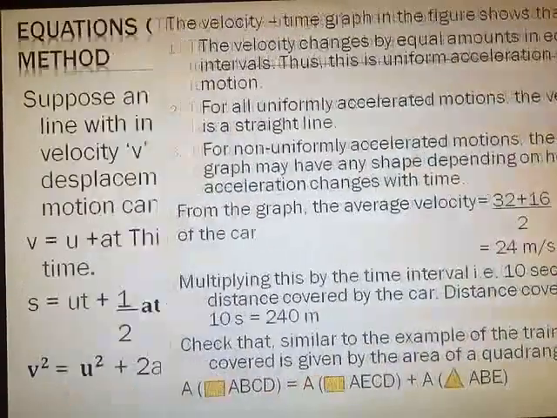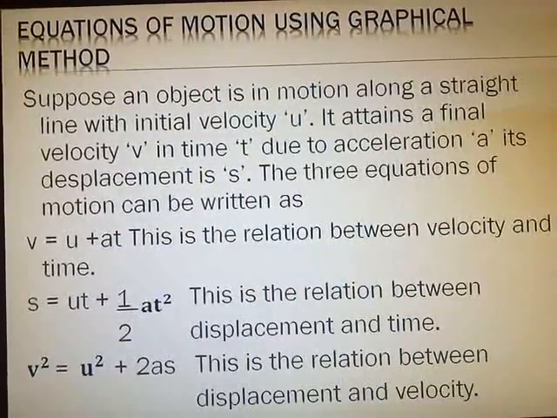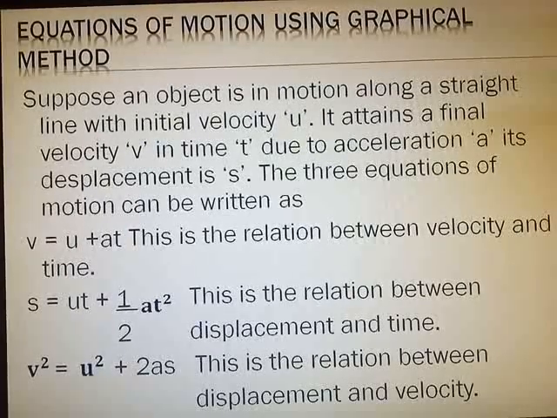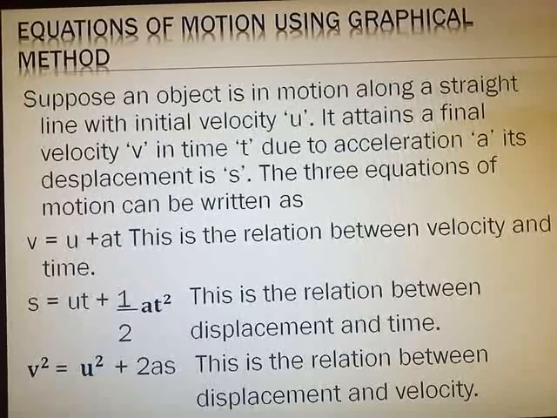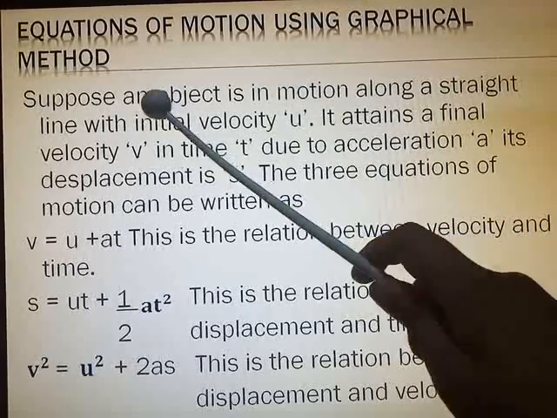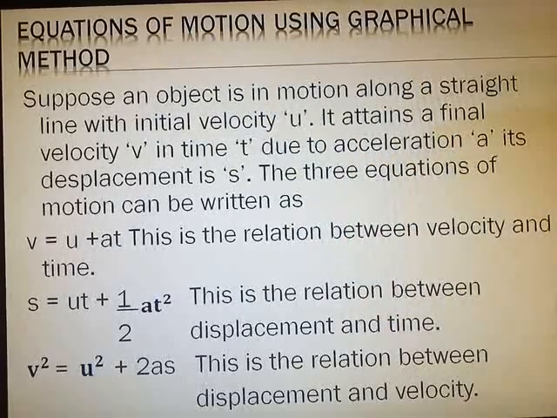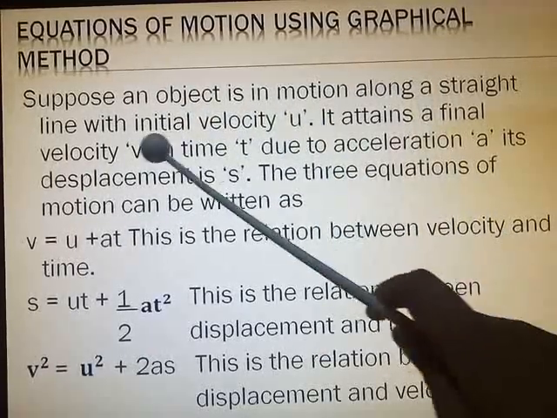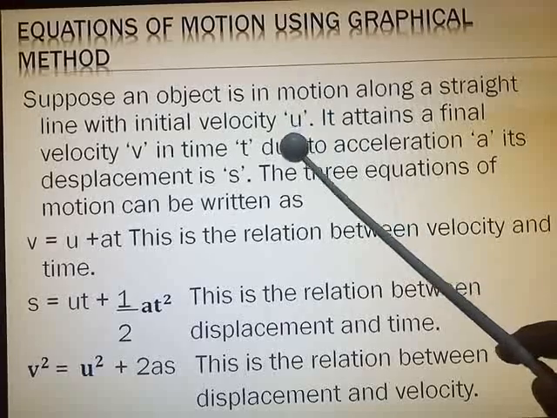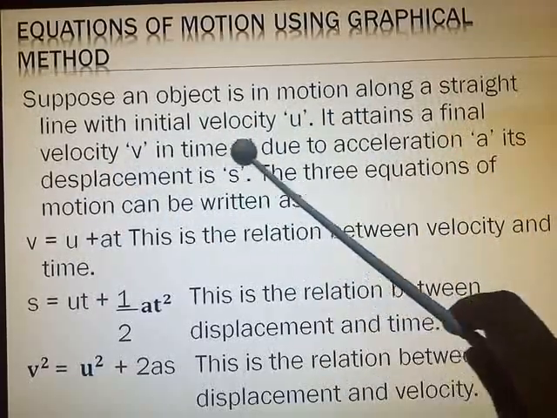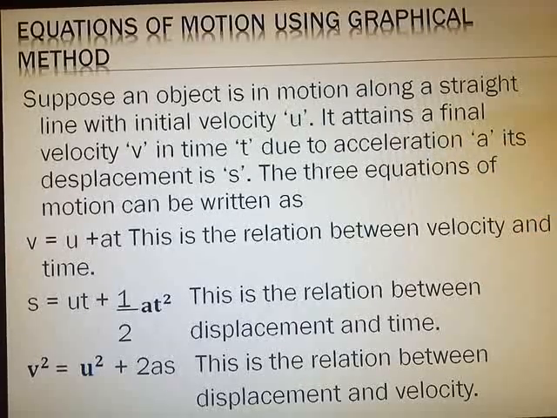Now we start with our very important topic, that is equations of motion using graphical method. These equations we have applied in our previous chapter, that is work and energy, for doing the numerical examples. So here for deriving the equations of motion using graphical method, we assume that an object is in motion along a straight line with initial velocity u. It attains a final velocity v in time t due to acceleration a.